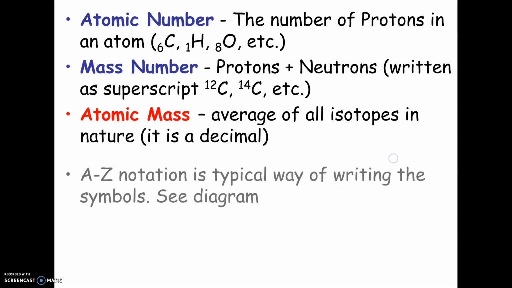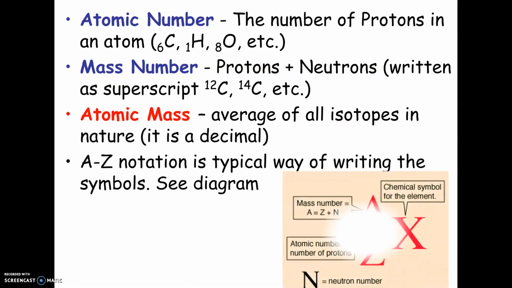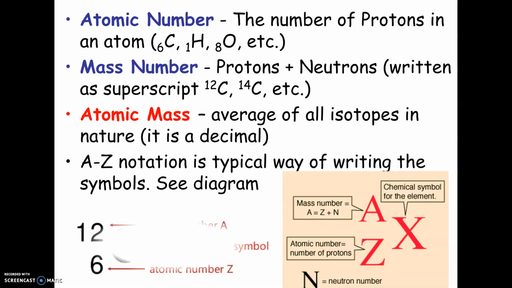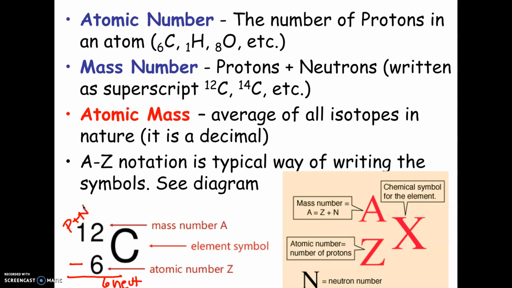Usually the way we write our symbols is what's called A to Z notation. You should know how to write it and also how to read it. So I have here on the left, you can see carbon as my example, the atomic number in the bottom left, the mass number in the upper left, and then if you wanted to know how many neutrons this had, you could subtract 12 minus 6, and there would be 6 neutrons, because remember, this 12 is the protons plus the neutrons, and this 6 is the number of protons. And I have a practice one on the next slide.